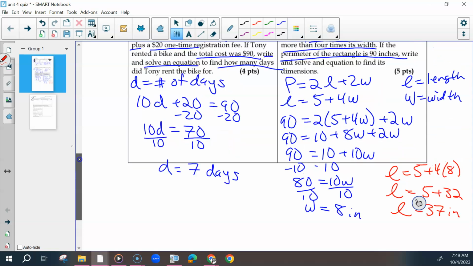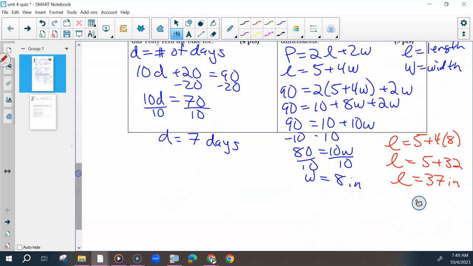That one was 5 points. Did you set up the length equation correctly? Did you set up the perimeter with the length in it equation correctly? Did you solve correctly for both the width and the length? And then did you get the width and the length correctly? Do we have any questions on that one?